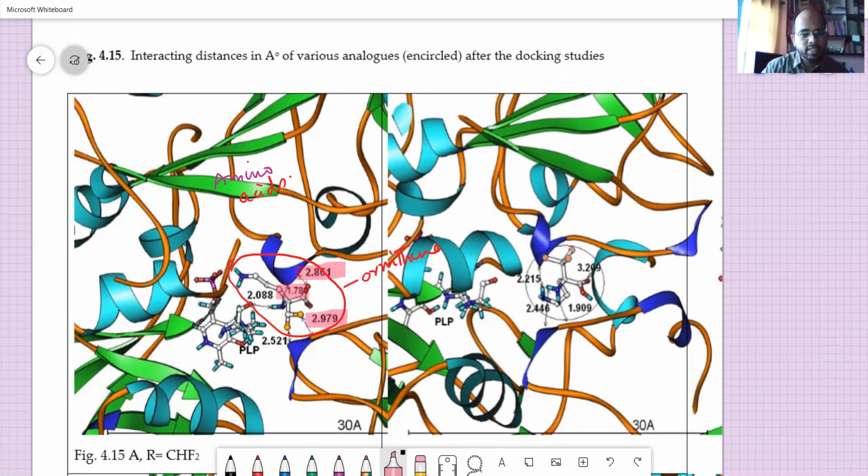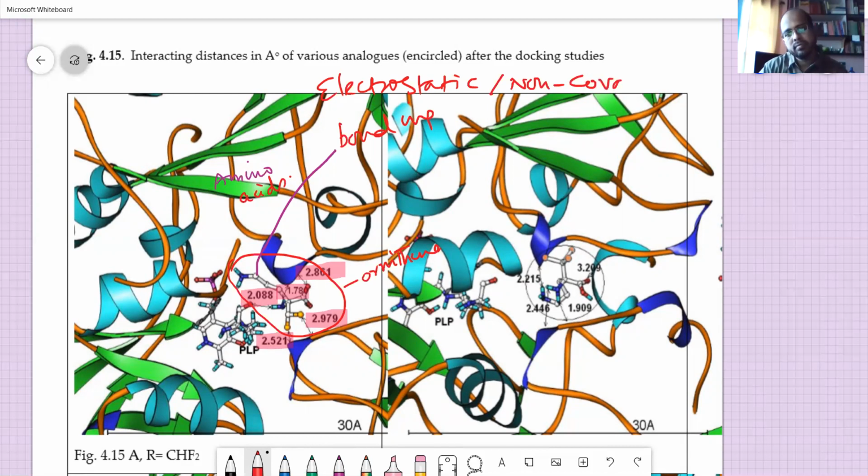The shaded portion, the values which I am underlining, this is the bonding, electrostatic bonding, and sometimes non-covalent also. So what is the maximum bond length you have? Covalent 1.4 angstrom. But here you have values greater than that. That means they are very close.